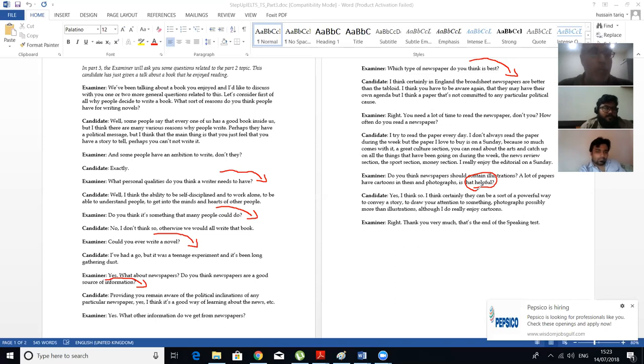What personal qualities do you think a writer needs to have? You're taking your voice up. And remember, this is a mistake. Your voice must not go up as you ask a question. Your voice should fall. The intonation should go down. It's all about intonation, the voice.